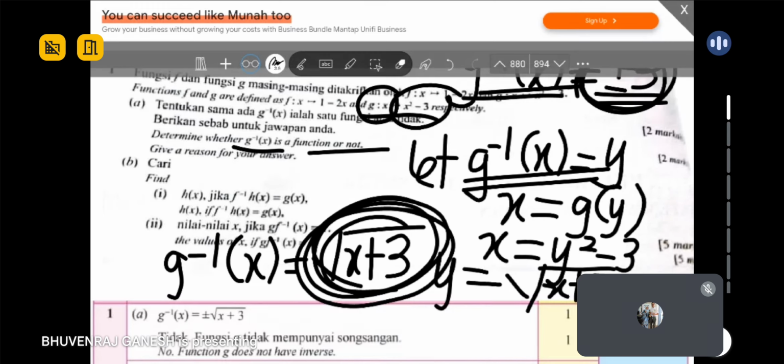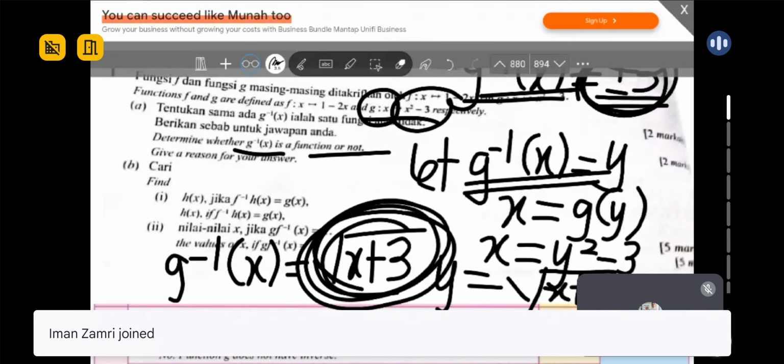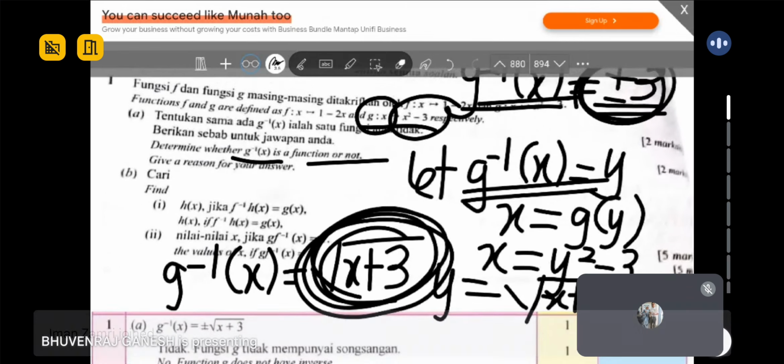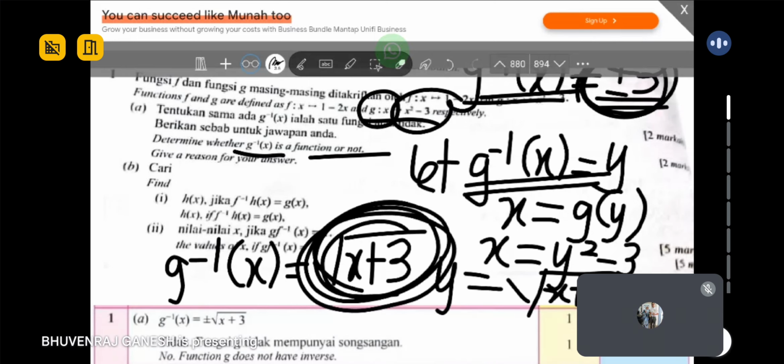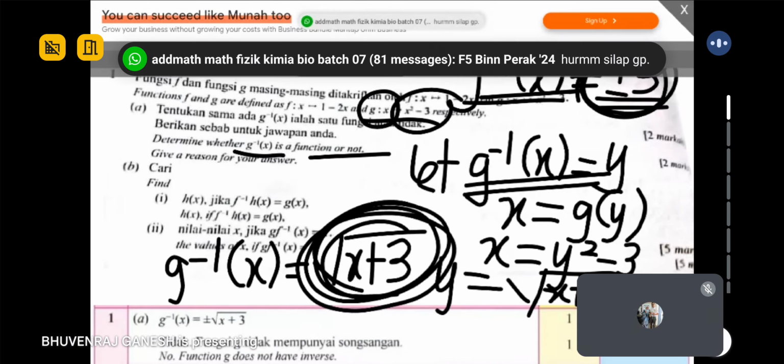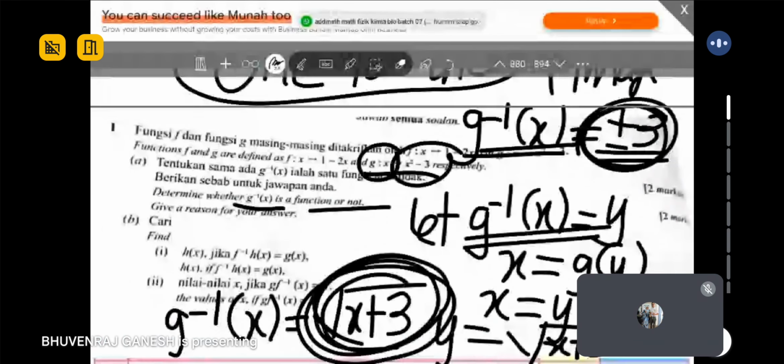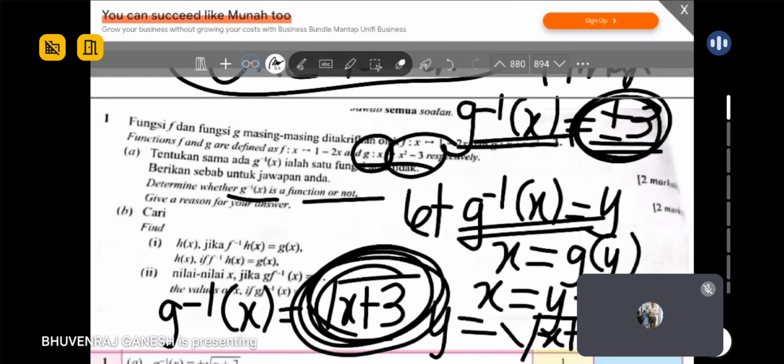Alright? Understand, guys? Or if you want to add on, you can also say, because it is not a one-to-one function. Dia bukan hubungan satu kepada satu. Boleh tulis yang tu juga. Alright? Understand, guys? So next one, question B.